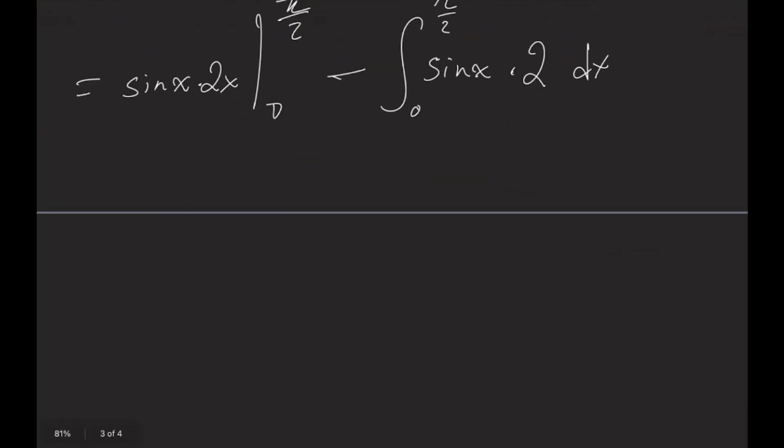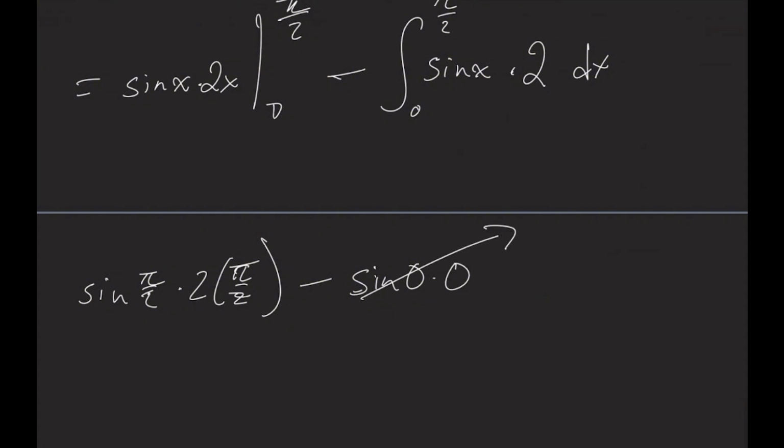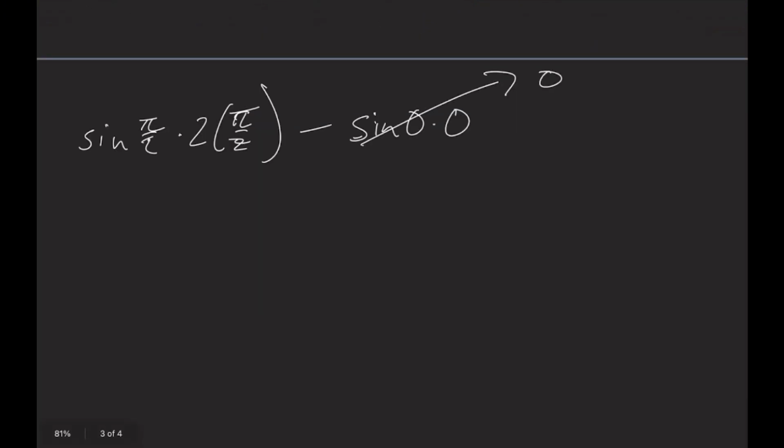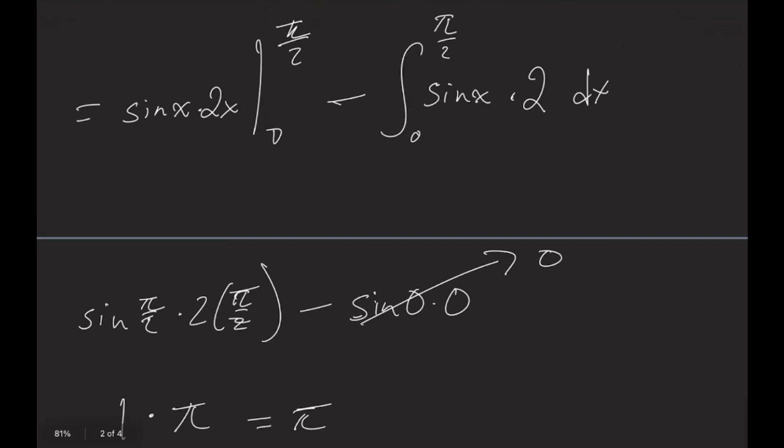Okay, let's figure out the left side. The left side is going to be equal to sine pi over 2 multiplied by 2 times pi over 2, minus sine of 0 times 2 times 0, which is 0. So that whole thing goes to 0. And then we have sine of pi over 2, which is equal to 1, and 2 times pi over 2 is equal to pi.